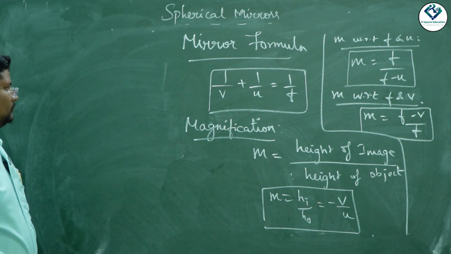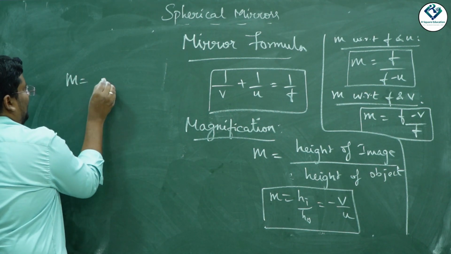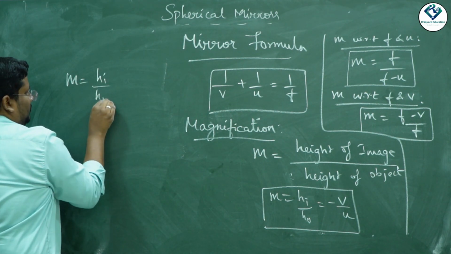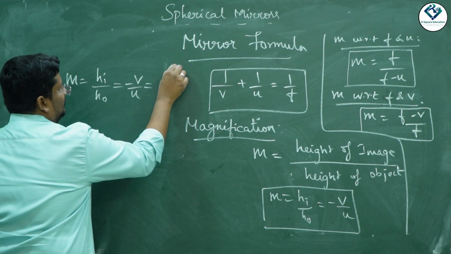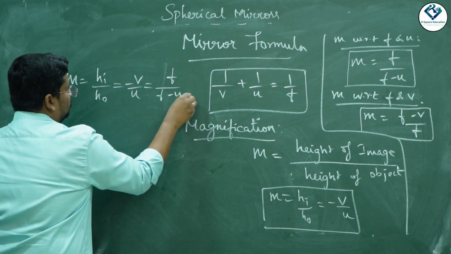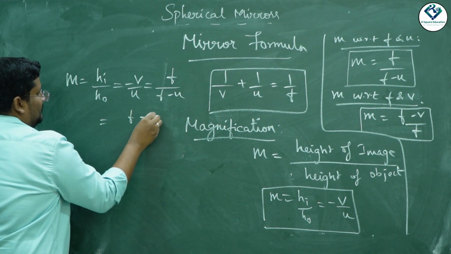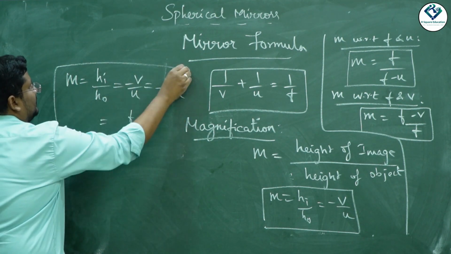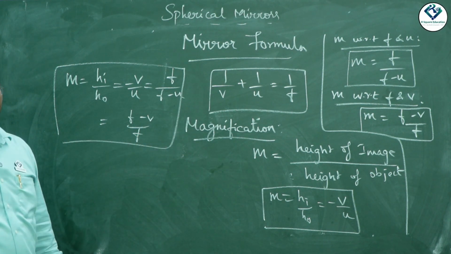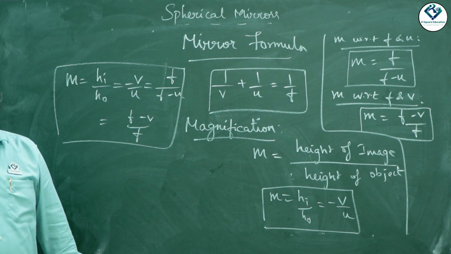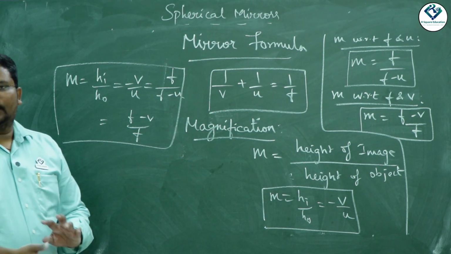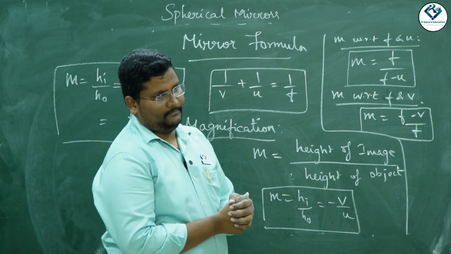So what we can conclude, we have the magnification formula as height of image to that of height of object, equal to minus image distance to object distance, which is nothing but f by f minus u, which is nothing but f minus v by f. So all these formulas hold good for magnification. Is it clear? Right? So that's all about your concave and convex mirrors, so spherical mirrors.